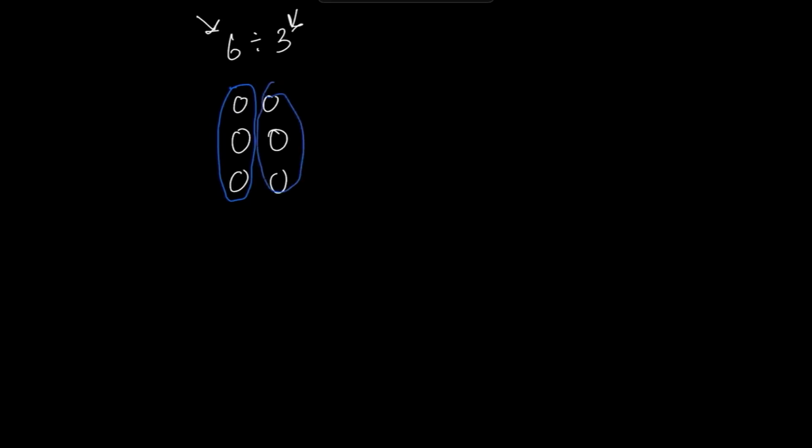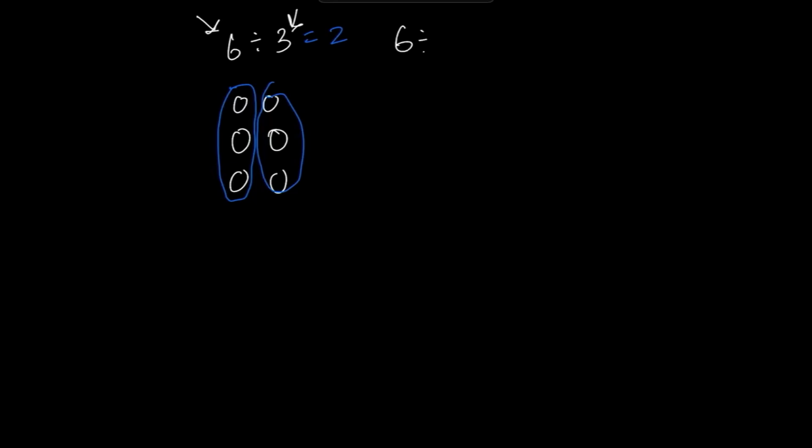As an example, if I'm doing 6 divided by 3, I'm going to draw 6 circles. When you're doing a number divided by a number, the first number is how many circles you draw, and the second number is how many groups you make. So doing 6 divided by 3, I'm making groups of 3. I have 2 groups of 3 that are possible, and then my answer is going to be 2 because I can divide 6 into 2 groups of 3.